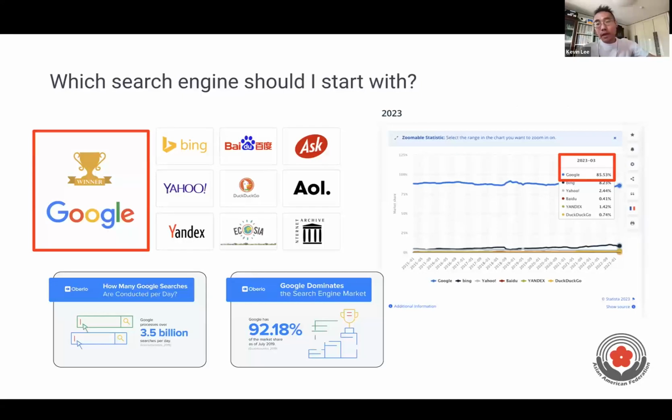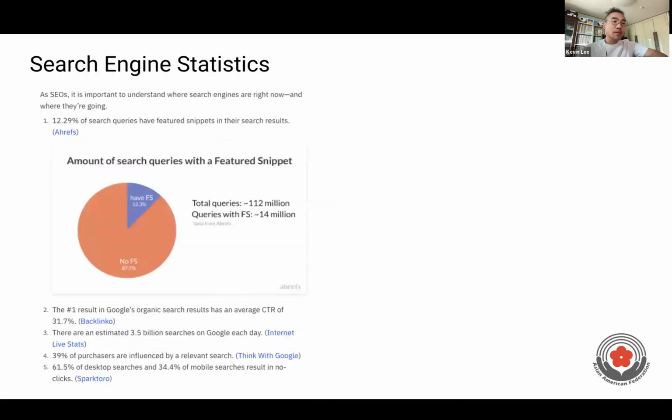And in 2023, they still have about 85% of market share when it comes to search engines. So why start with the smaller pie, right? When you can start with 85% effectiveness in the beginning. So I would say focus on Google. And when it comes to search engine statistics, about 12.29% of search queries have featured snippets in the search result, and I'll talk about featured snippets in a bit.